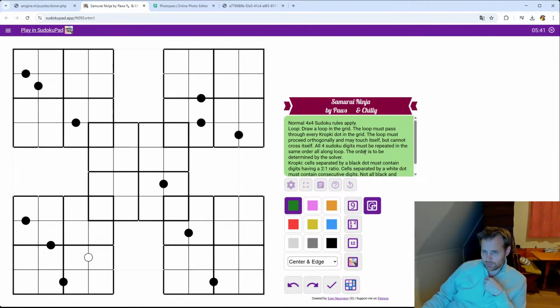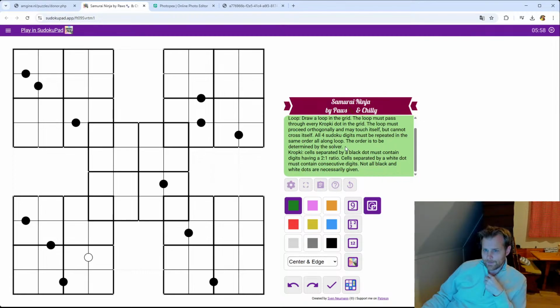The order is to be determined by the solver. All four Sudoku digits must be repeated in the same order all along the loop. The order is to be determined by the solver. Cells separated by a black dot must contain digits having a 1:2 ratio. Cells separated by a white dot must contain consecutive digits. Not all black and white dots are necessarily given.